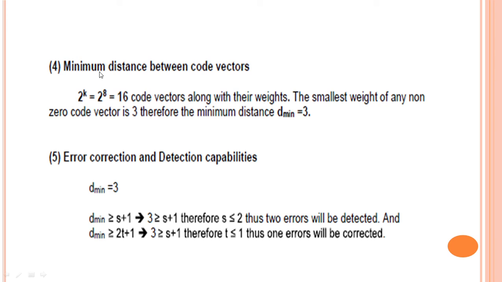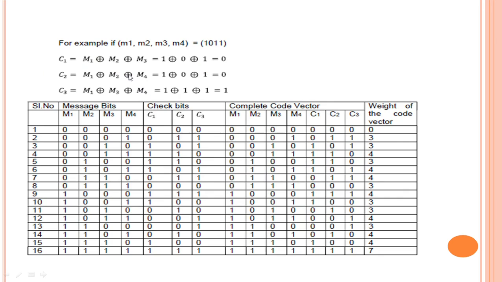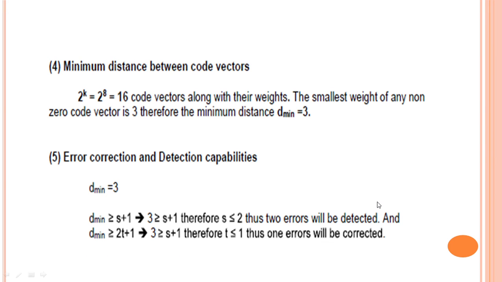Next, the minimum distance between two code vectors. How will we find the minimum distance between our code vectors? As I already mentioned, 2 power k gives us 16 code vectors along with their weights. The smallest weight of any non-zero code vector gives the minimum distance. In our problem, the smallest non-zero code vector weight we got here is 3. So from this, it is clear that the minimum distance d minimum takes the value 3 here.